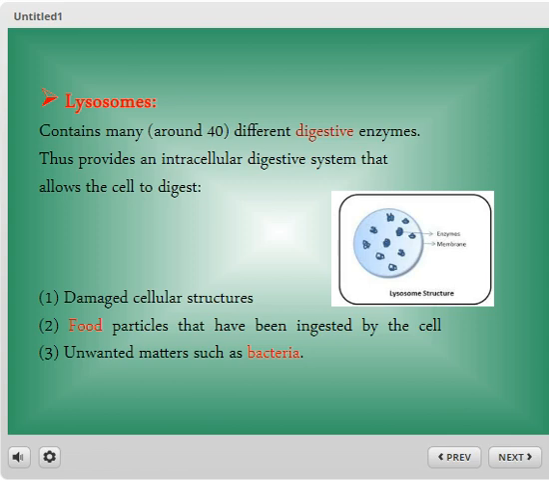Another type of organelle in the cytoplasm is the lysosome. It contains many different digestive enzymes and provides the intracellular digestive system, and allows the cell to digest damaged cellular structures, food particles that have been ingested by the cells, and unwanted matter such as bacteria.